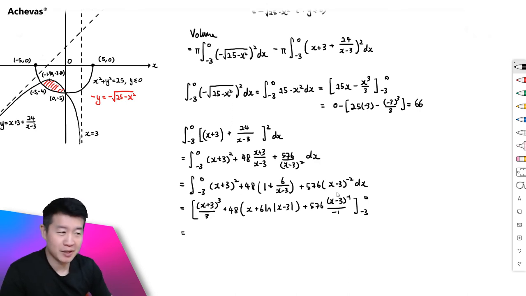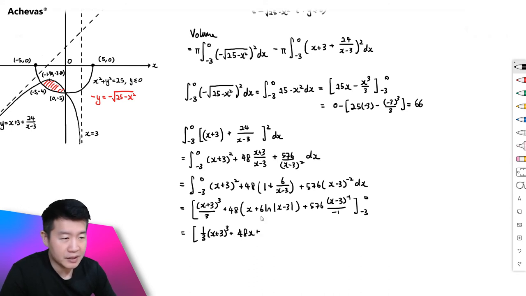Please be a bit patient with me. Let me do the substitution, okay? Because there's a minor, not very difficult, but a minor detail that I want to talk about. So let me just re-express this properly. (x plus 3) to the power of 3 plus 48x plus 48 times 6, that gives me 288, then ln modulus of x minus 3, then minus away, this is 576 divided by x minus 3, from minus 3 to 0.